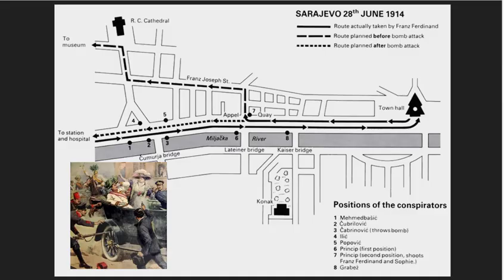Now, the tricky part of the map you're going to see is the road. It was shaped like the letter V, making a sharp turn at the bridge over the river bend. So Franz Ferdinand's car, to make that sharp turn, is forced to slow down. It was here, when the car slowed down to make that turn, that Gavrilo had the opportunity to take his shot.